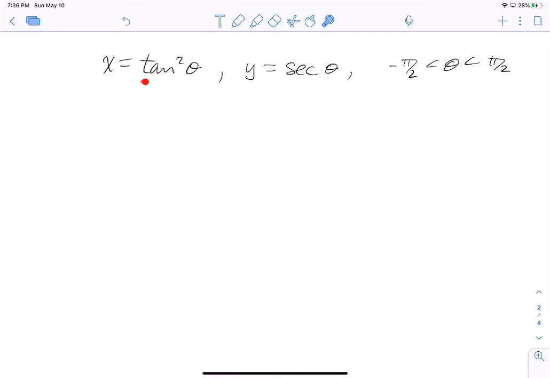Next up, same instructions, it'll be a slightly different pattern though. Here we have x equals the tangent squared of theta, y equals the secant of theta, and theta is restricted to go from negative pi over 2 to pi over 2.